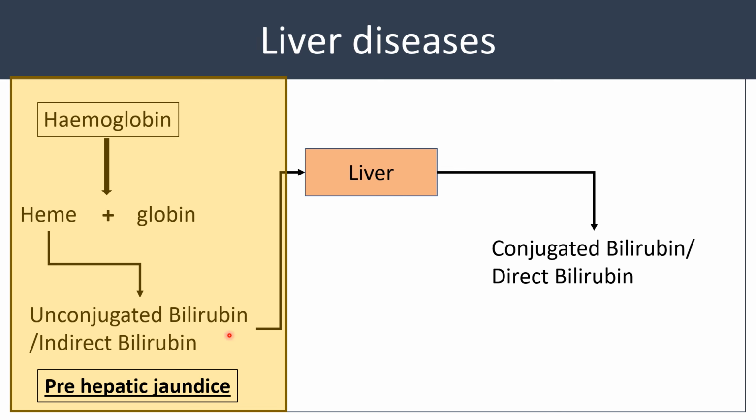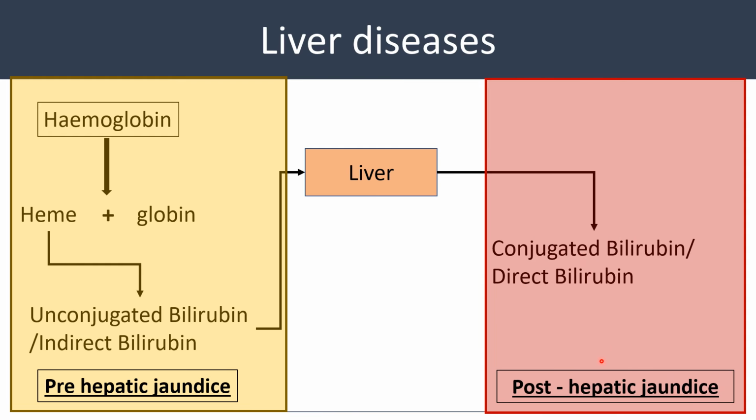Next, coming to post-hepatic jaundice. In post-hepatic jaundice, there will be an obstruction to the outflow. In this scenario, the unconjugated bilirubin has entered the liver and is getting converted to conjugated bilirubin. This conjugated bilirubin is not able to reach the duodenum. It is blocked, for example by a gallstone. Since it is blocked, it will get reabsorbed into the blood. So the blood level of conjugated bilirubin will be elevated. So in obstructive jaundice, conjugated bilirubin will be elevated.